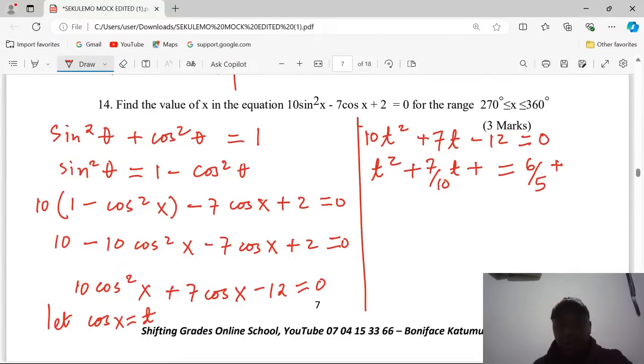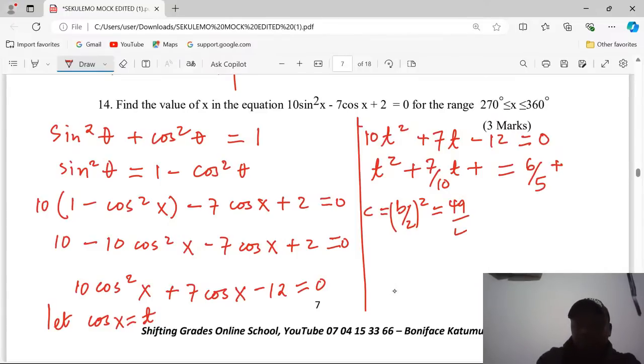Remember, we are using the completing square method. C is usually given by B out of 2, then we square. So the value of B is 7 over 10. When we divide by 2, it will be 7 over 10 times half. So 7 over 20 squared will be 49 out of 400. So we add 49 over 400 and also 49 over 400.